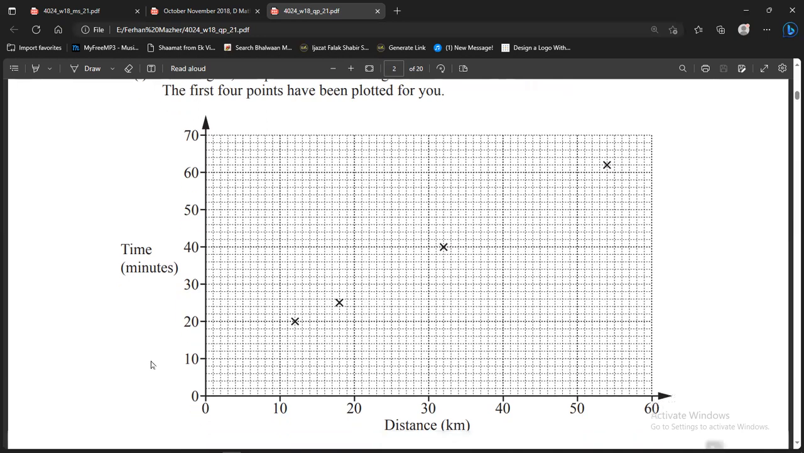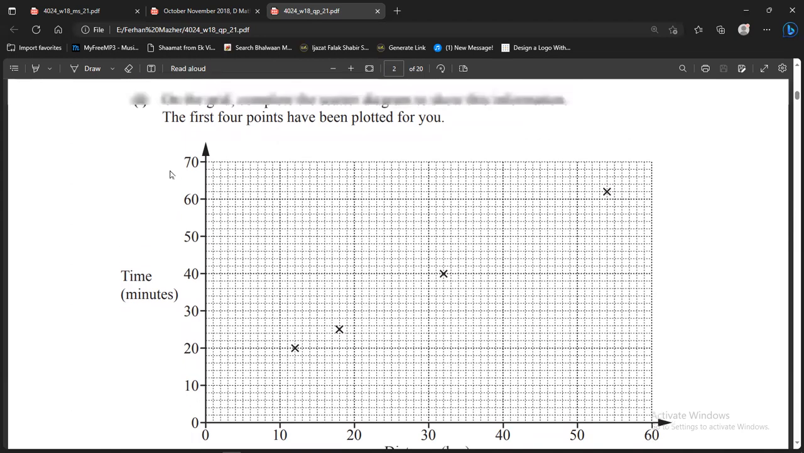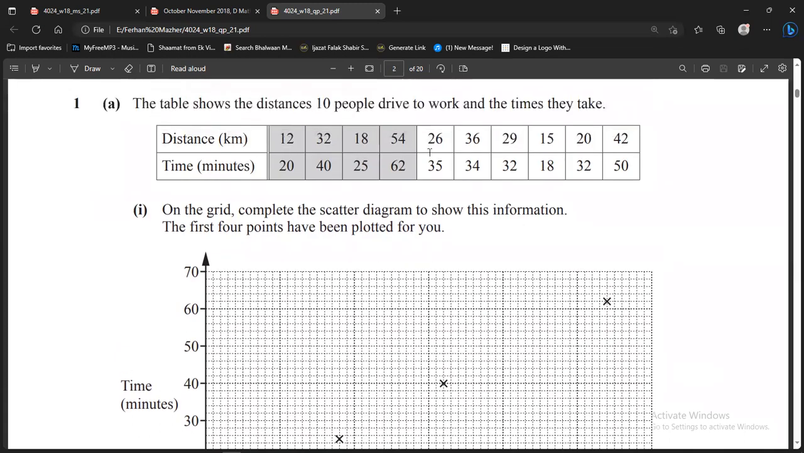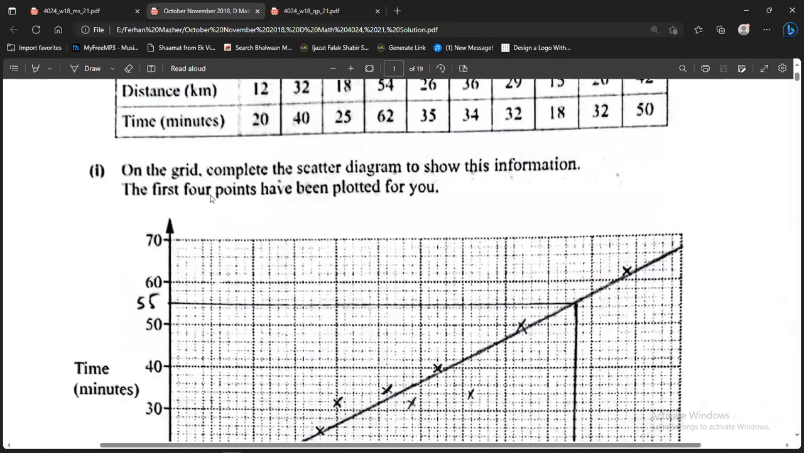So here we have a scatter diagram. Here we have distances. Here we have time. The first 4 points are already plotted. So we have to plot 26, 35; 36, 34; 29, 32. Okay. So we will plot them. Let me show you.